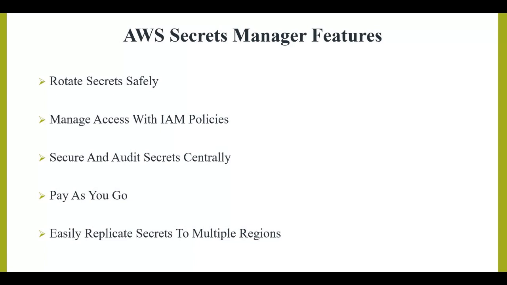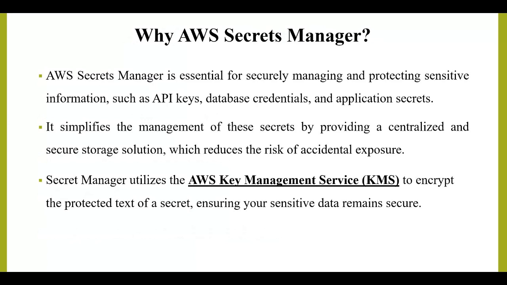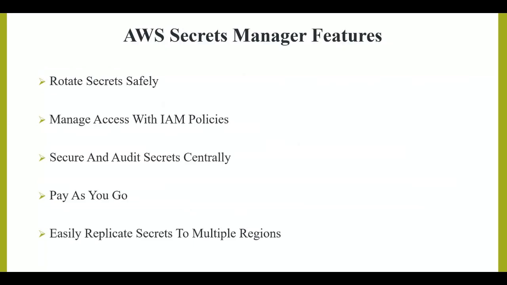The next is secure and audit secrets centrally. Secret Manager helps secure secrets by encrypting them using the encryption key managed by AWS Key Management Service. In AWS Secret Manager, as I have explained, we can utilize AWS Key Management Service to encrypt the protected text of secrets. In this we are using the encryption of AWS KMS. It helps to secure the secrets by encrypting the text.